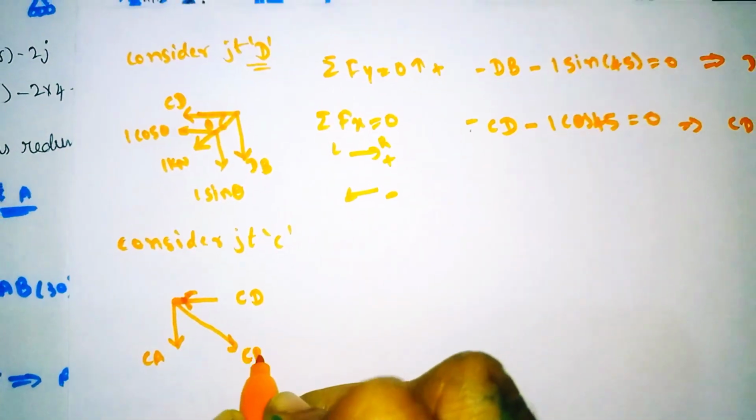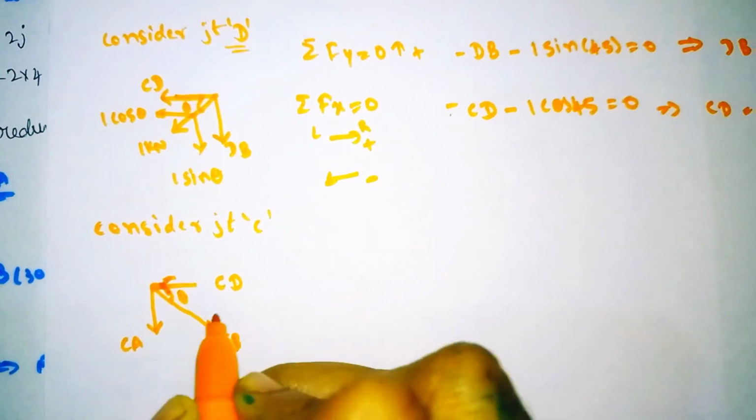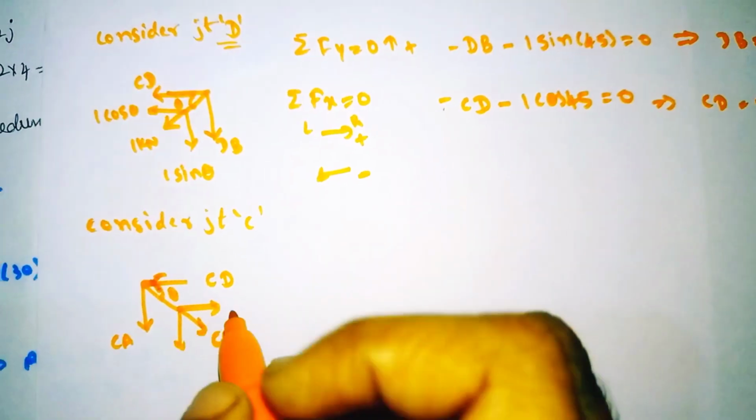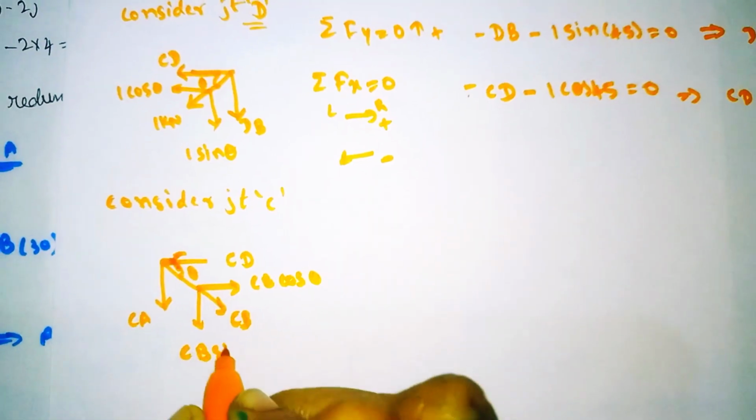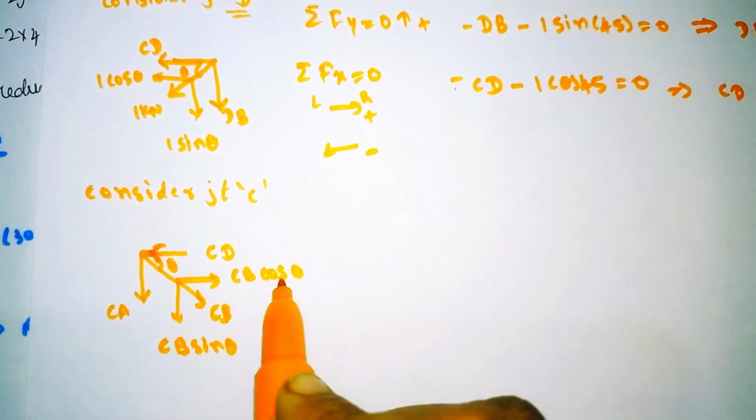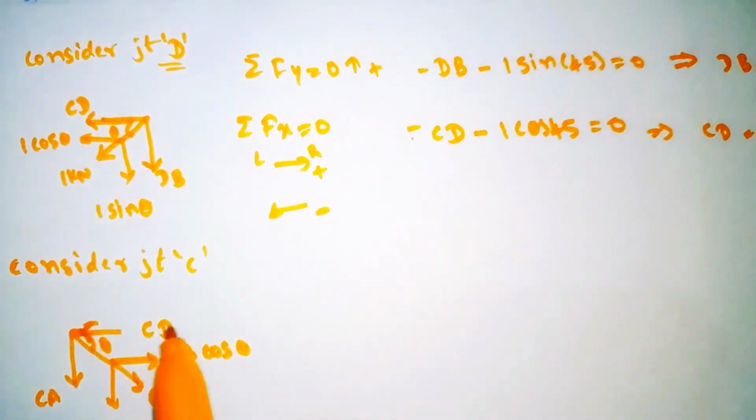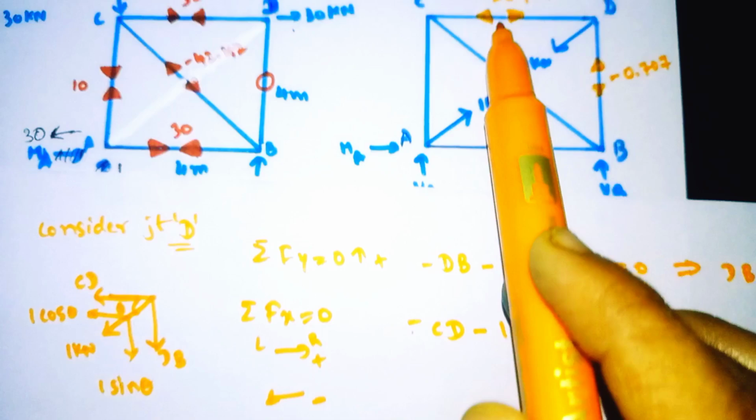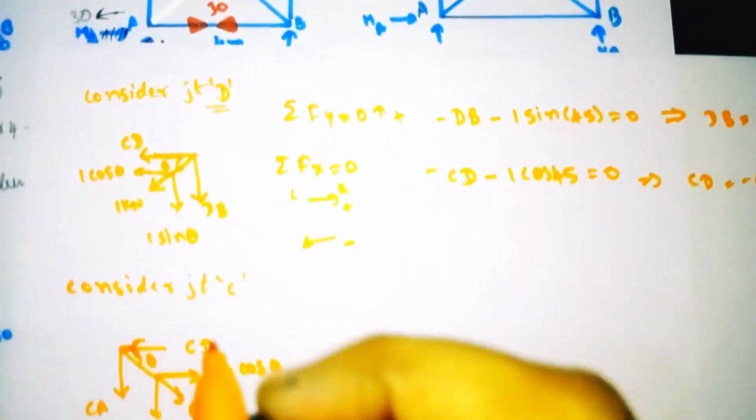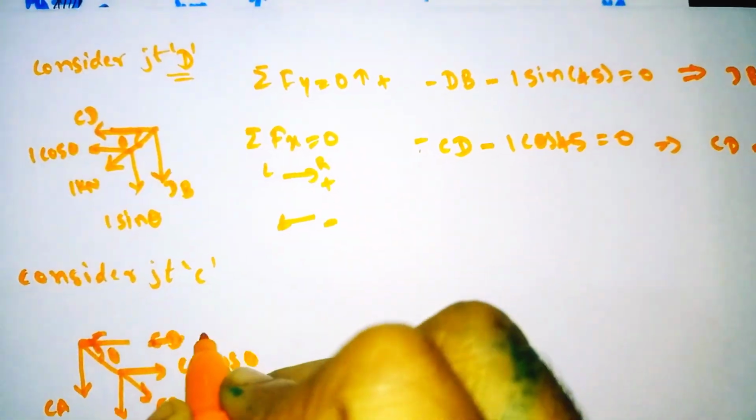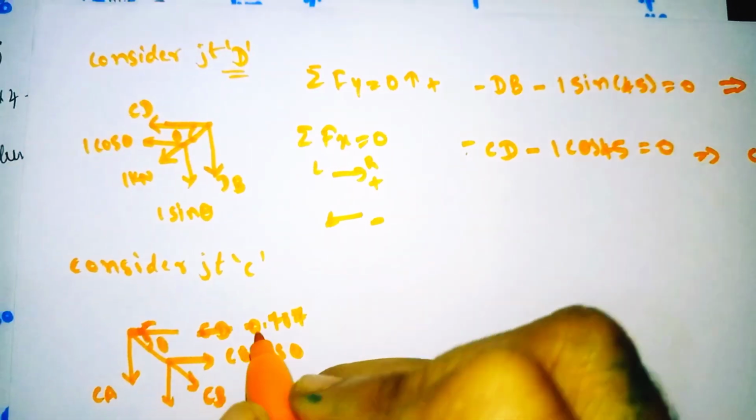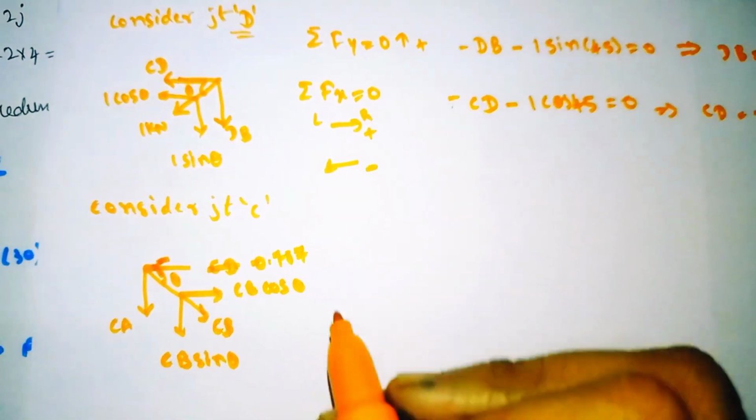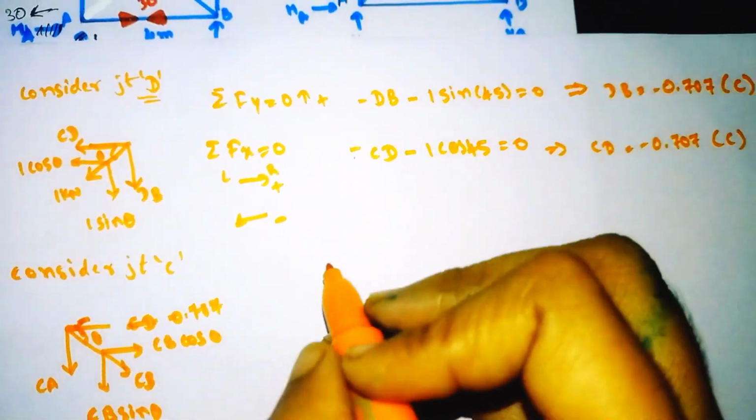So diagonal of CB has the theta. Again it has two components, one is CB cos theta, another is CB sin theta. The one which has the angle has the cos term, the one which doesn't has the angle has the sin term. And for CD we already calculated the value, that is minus 0.707. So write it here, CD 0.707. We don't need to put the negative sign here because the symbol itself says it is negative.